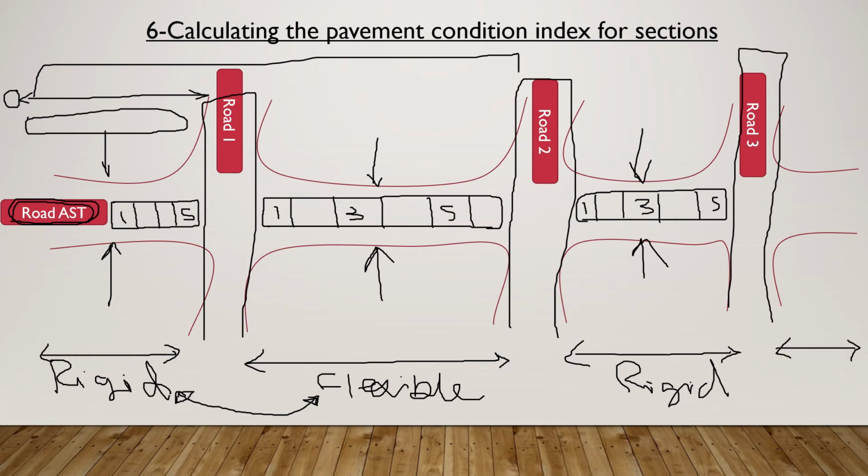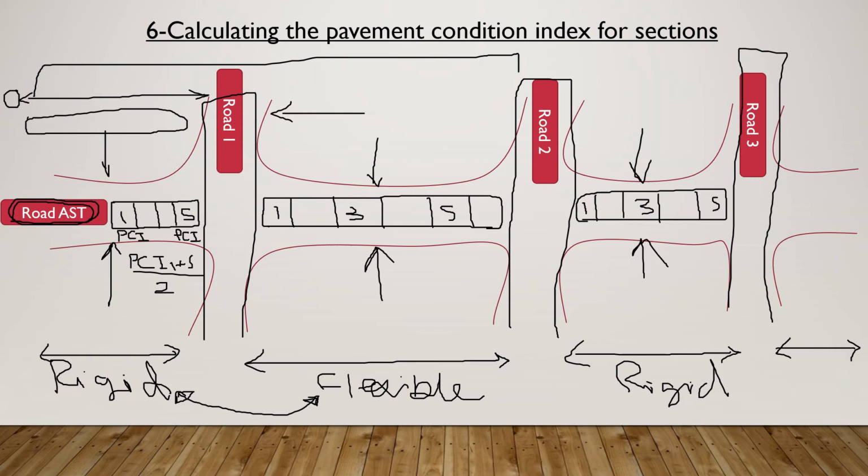How will you calculate this PCI? You already calculated the PCI for the first sample and the last one, and they are homogeneous, which means that they have the same pavement type and the same road width. So the PCI here is PCI 1 plus 5 over 2, simply taking the average.